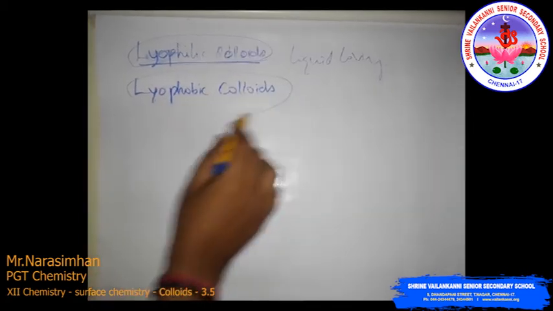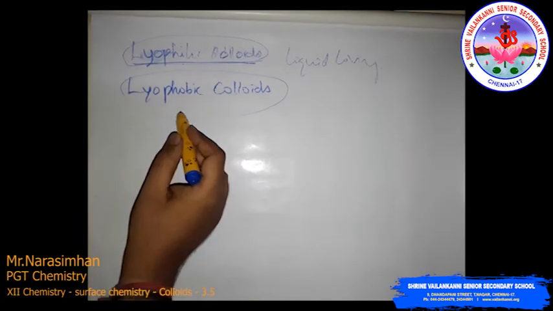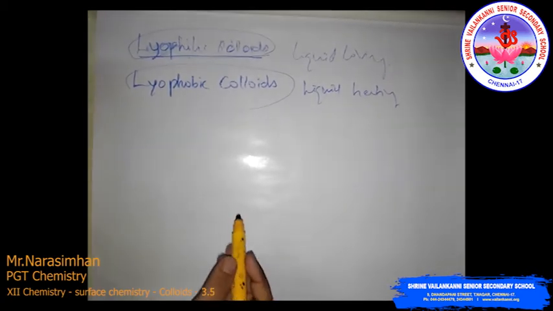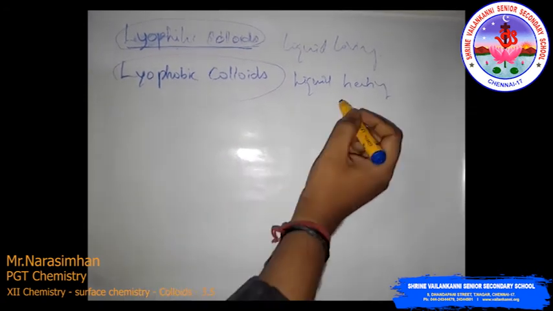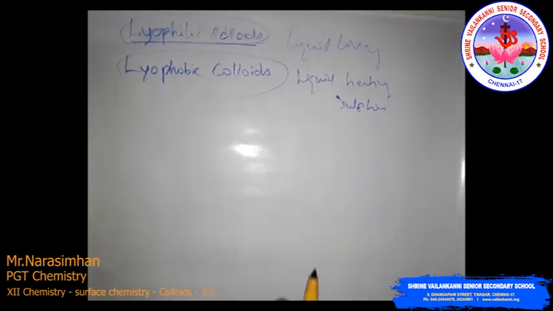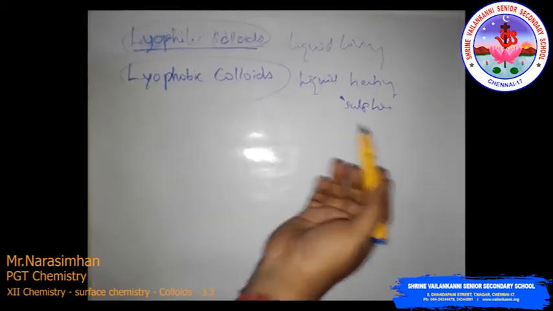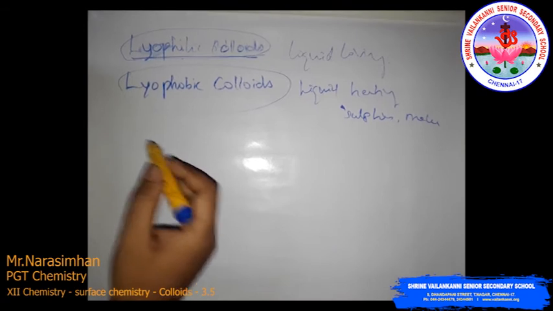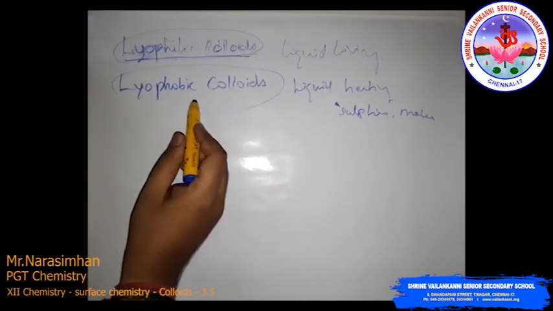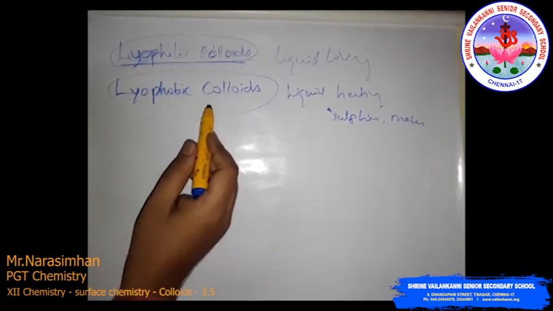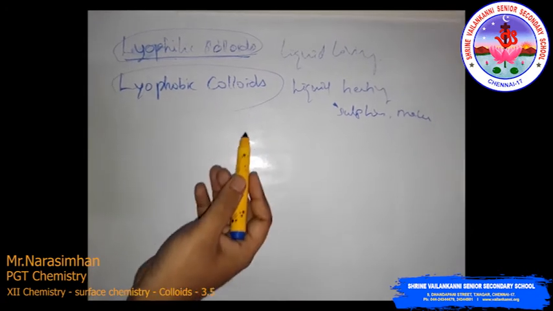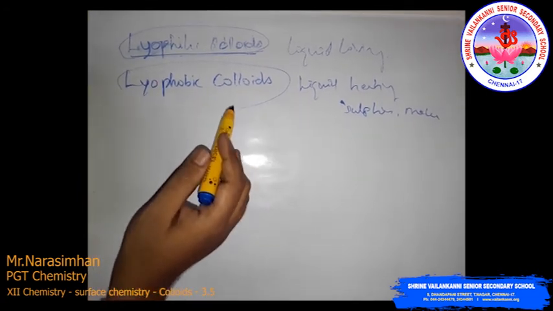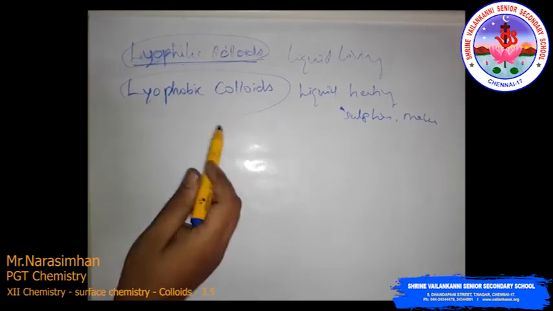Then the next one is lyophobic. Lyophobic means liquid hating, like sulfides and metals. When these substances are simply mixed with the dispersion medium, they do not form any colloidal sol. So the colloidal sol can be prepared by a special method, on heating, which we will do in our laboratory. Such colloids are called lyophobic colloids.